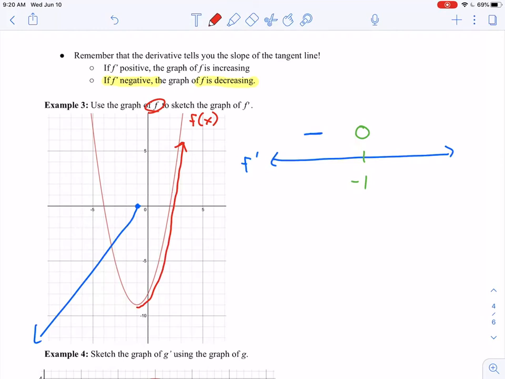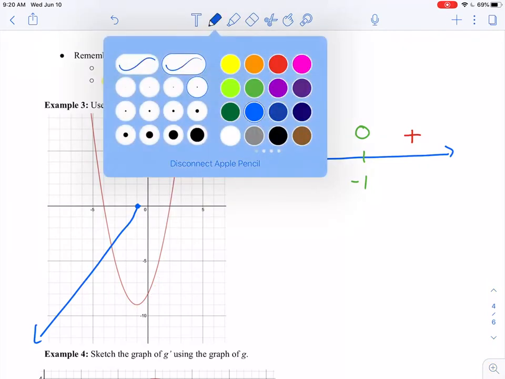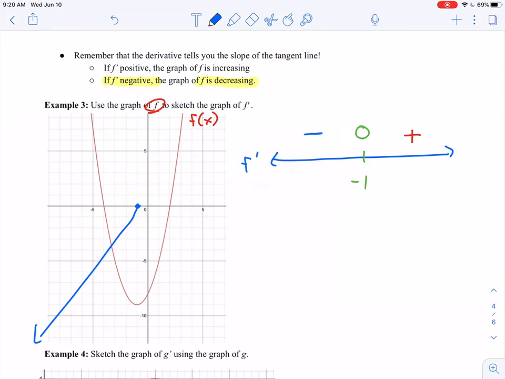And so what do we know? If the graph of f is increasing, then f prime must be positive. So I'm going to put a plus sign over here on the right-hand side of -1 to show that my derivative must be positive. Let me finish drawing my derivative in blue here. On the right-hand side of -1, the sign of the derivative is positive, so the y value of the derivative is positive. We should see something that looks like this.